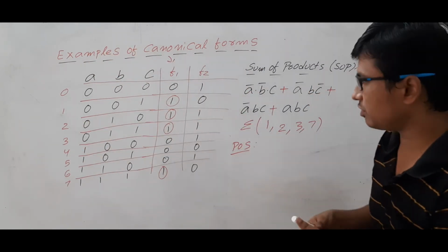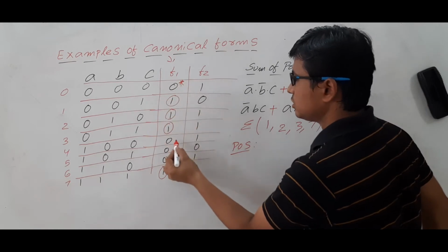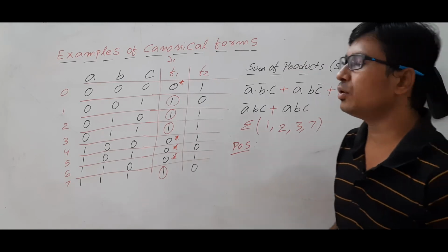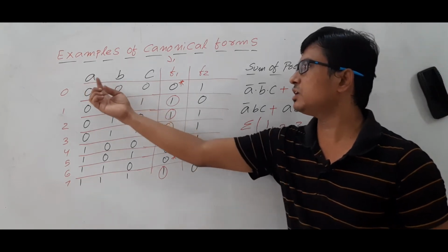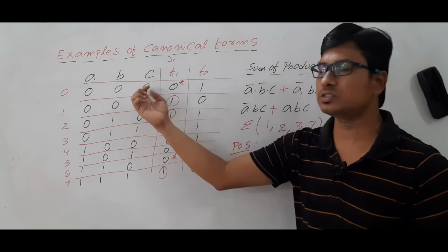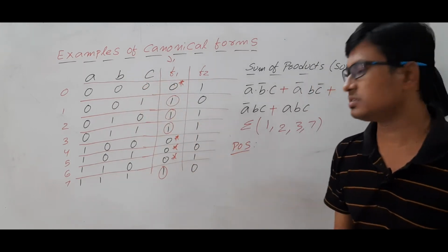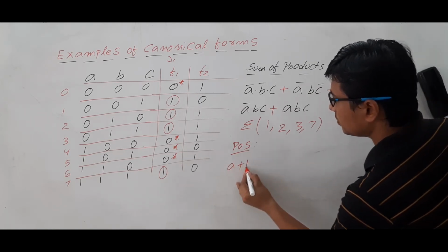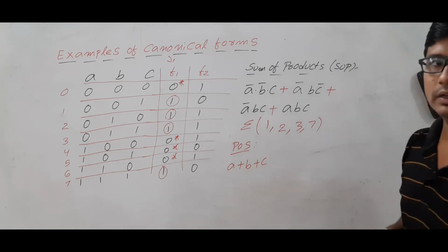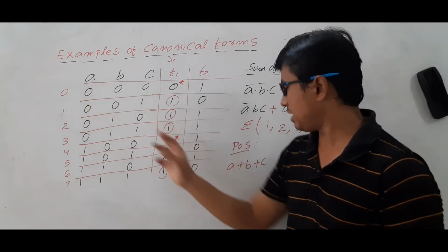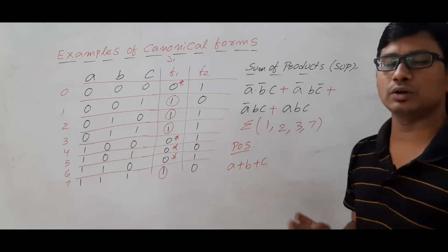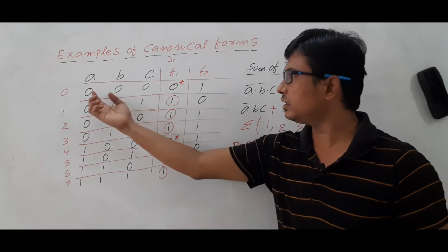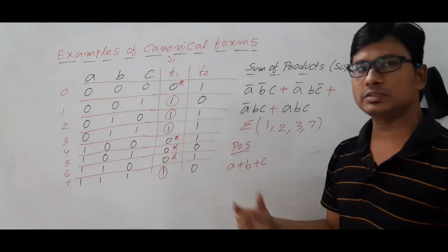If you see, this function is producing the output 0 here, 0, 0, 0. Now if you take them, how to represent it as a max term? A value is 0, B value is 0, C value is 0. This function is producing the output as 0. So it is nothing but A or B or C. Is it clear? Now look: A value is 0, 0 or 0 or 0. What will it get? 0. So that is what I am representing. This function is producing output as 0 only: A or B or C. This is one max term.